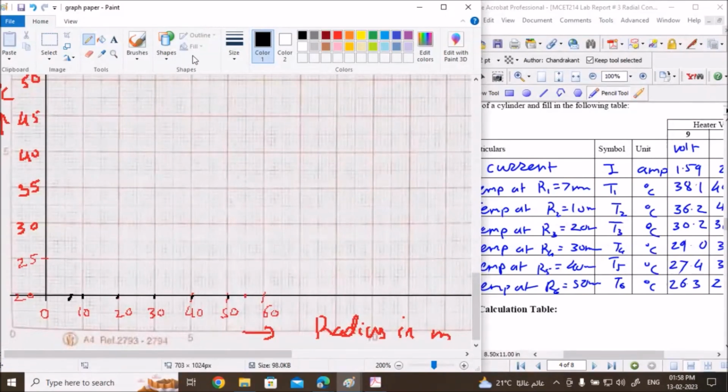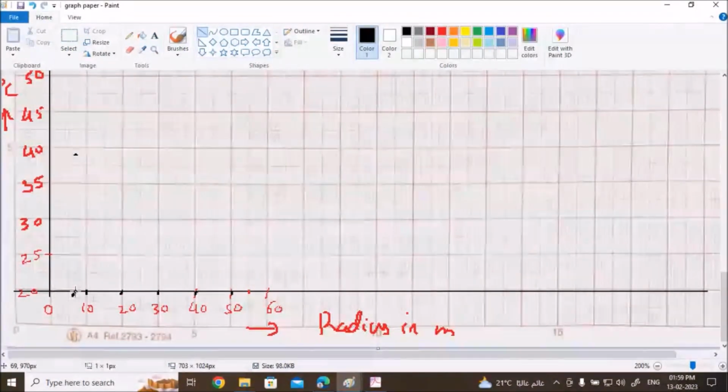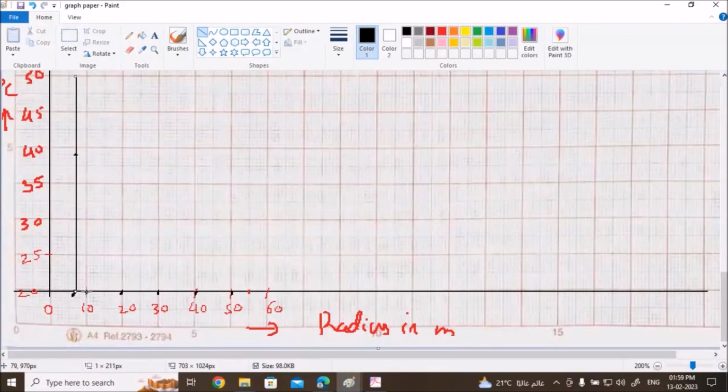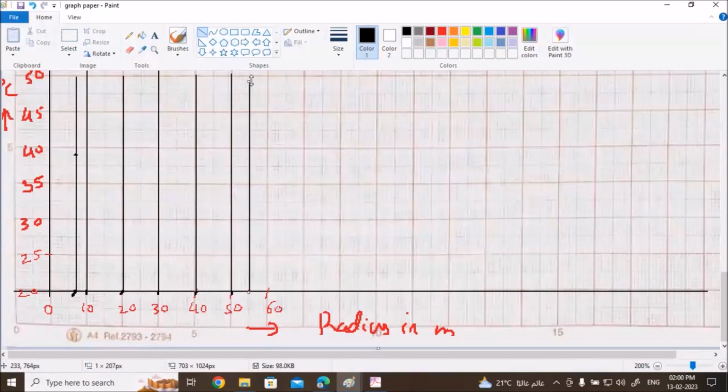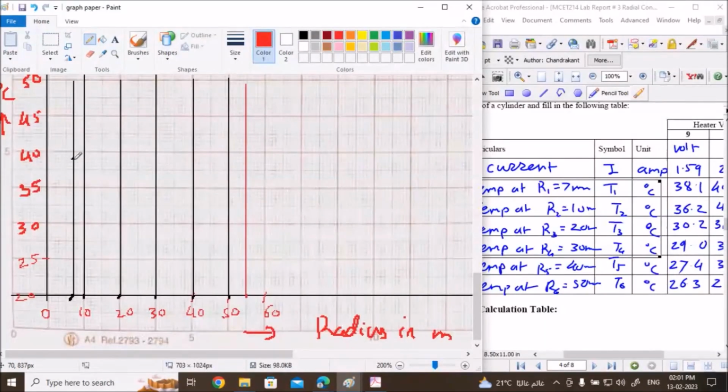The lines are there already. So for 7, now I can make the T1 also. It is there but no need. So another 20 here, 30, 40, T. There is no thermocouple, so we'll make it red. Now first temperature 38.1 we mark here. This is T1, T2, T3, T4, T5, T6, and this is T0. We don't have it. First temperature is done.